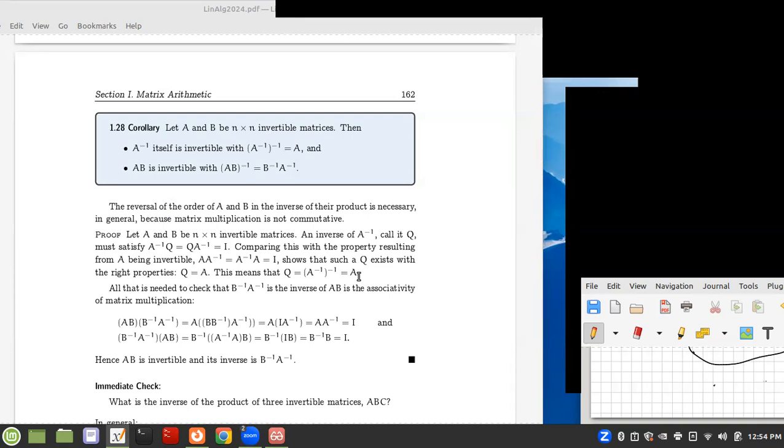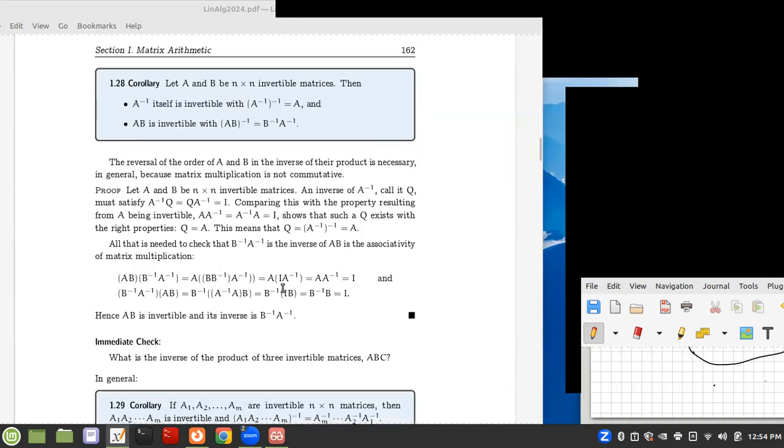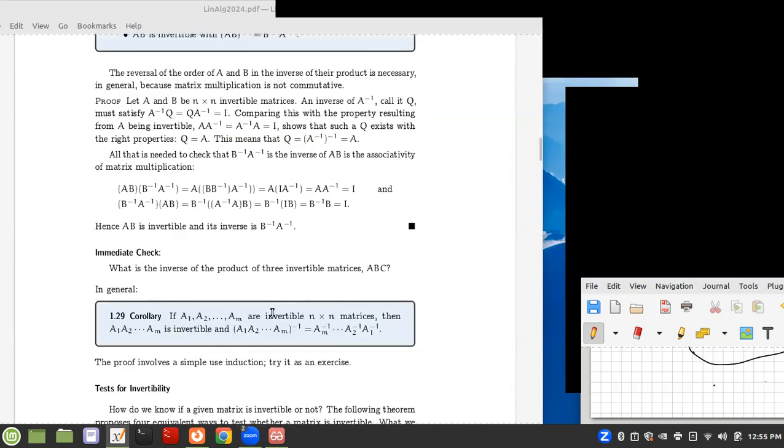So anyway, if you read through this, here's the calculation, we sort of did this. Okay, and then here's the one where you have all of them.